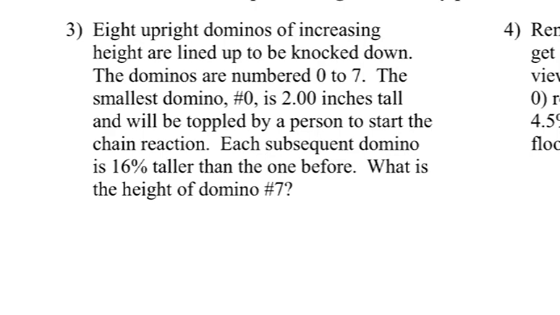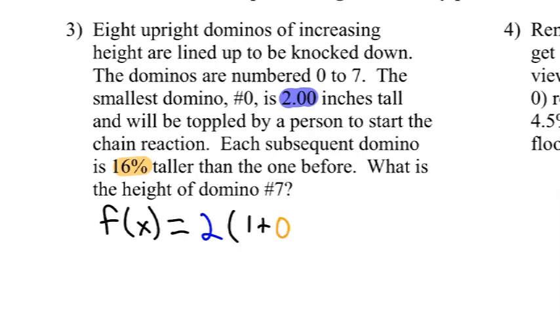So I think the easiest way to get started on this is to write an exponential function, and the starting height of the dominoes here is going to be that 2. That's the beginning height, 2 inches tall. And then we're going to multiply that by 1 plus, and the second part here that we need to focus on is a 16% increase, which is 0.16. We're going to rewrite that percent as a decimal, and then it's going to be to the power x. X is the number of the domino that we're interested in.